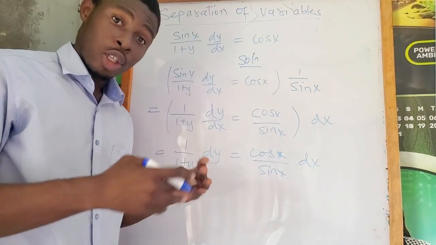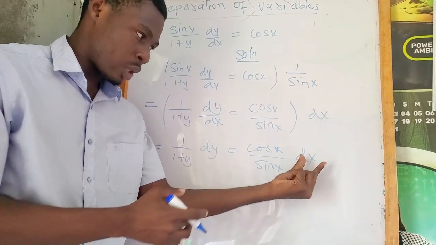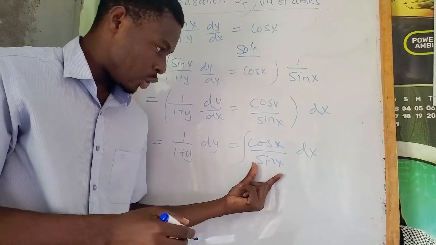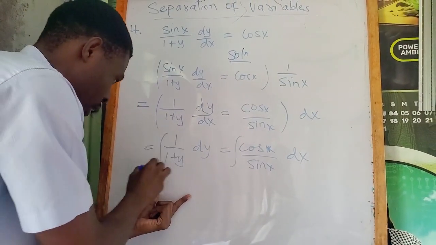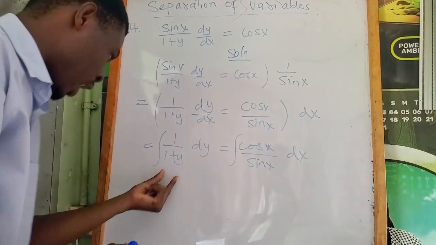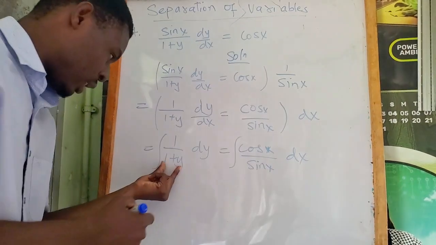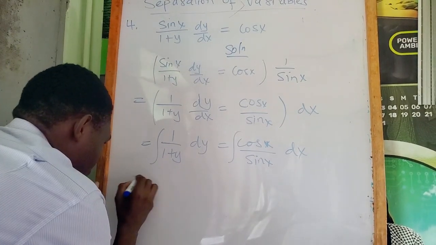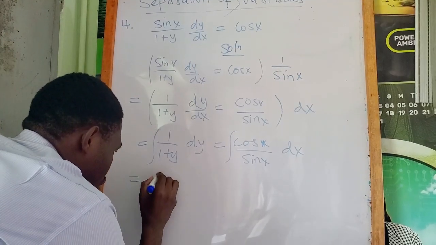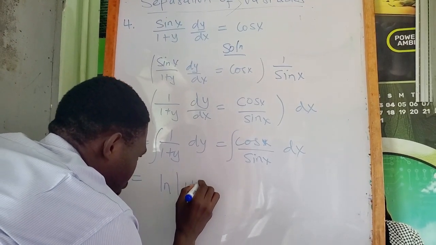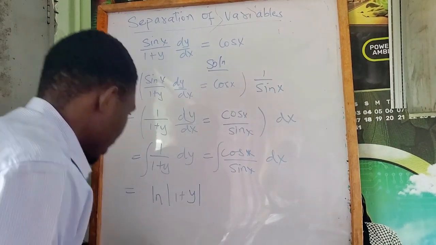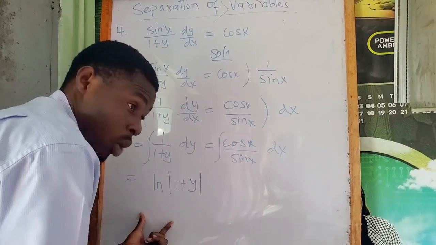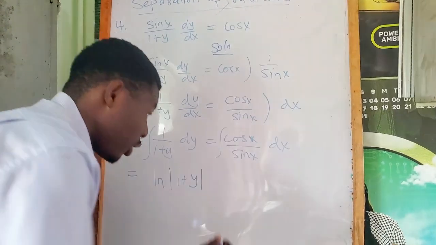The next thing to do is to integrate both sides with respect to the variables. So this is integration with respect to x, integration with respect to y. Now we've done something like this before too. This is a linear function of y. So if you integrate this, you are going to get the ln of 1 plus y divided by the derivative of 1 plus y. But the derivative of 1 plus y is 1. So even if we divide by 1, it doesn't change the value.